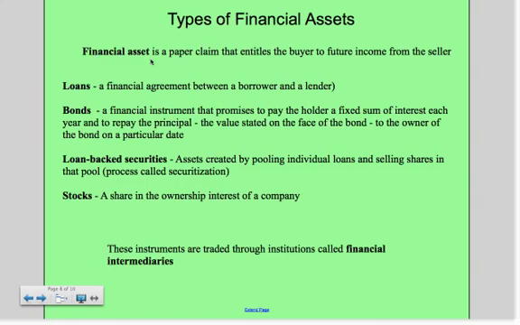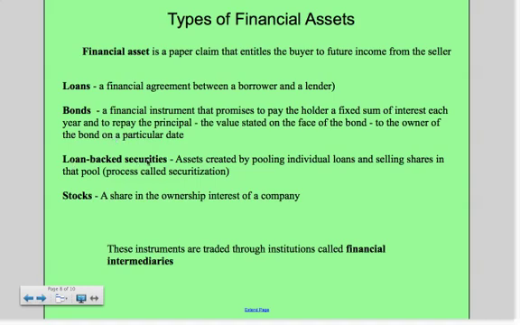Let's talk about kinds of financial assets. First, we have loans, like a car loan or a home loan. All it is is a financial agreement between a borrower and a lender. Bonds are a more complicated financial instrument, but what it basically does is promise that if you give an entity, either a government or a company, a fixed amount of money, they will pay you interest on that money for a certain number of years and then pay you back the full amount that you lent them on a particular date.